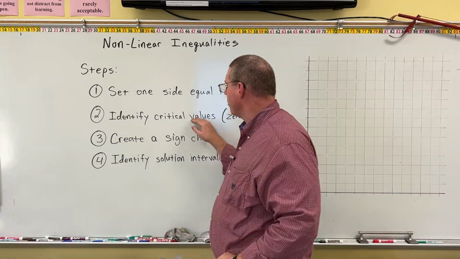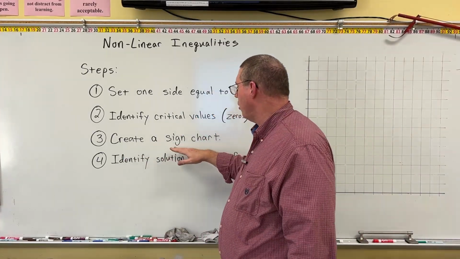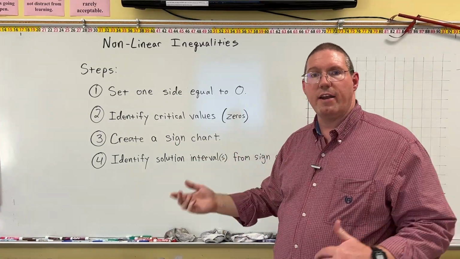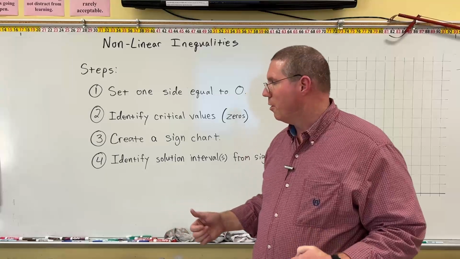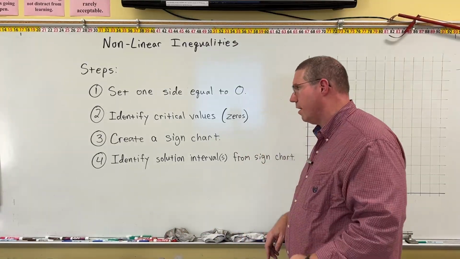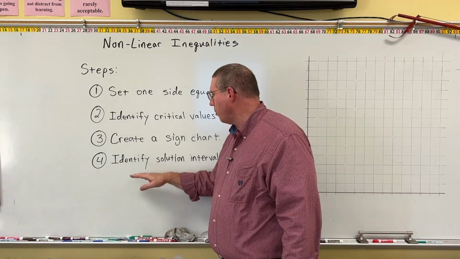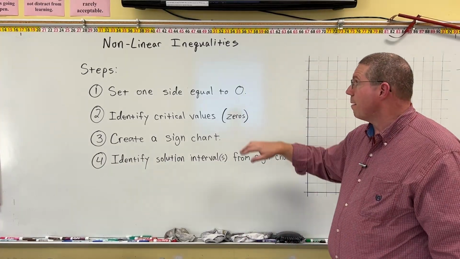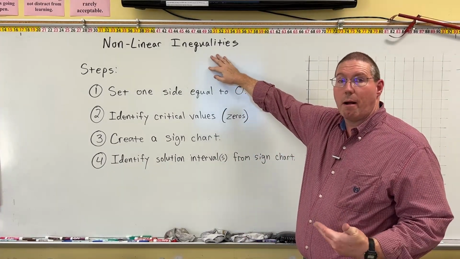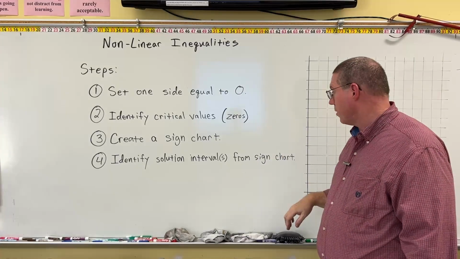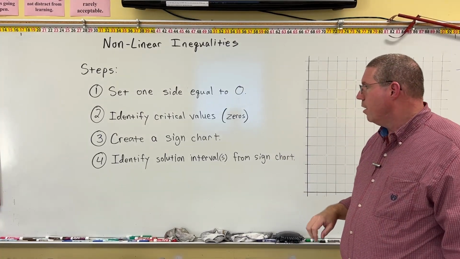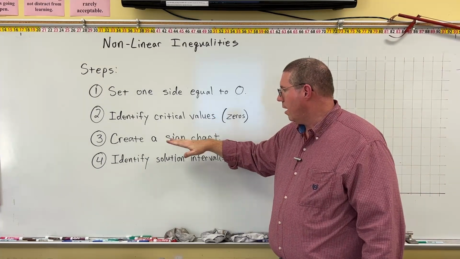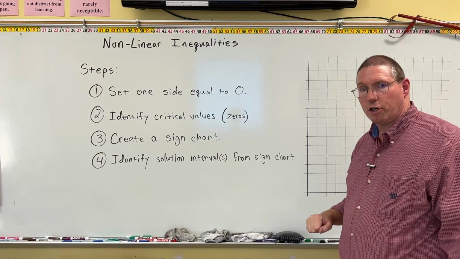Then we're going to use the critical values and create something called a sign chart. When I say sign chart, I mean the positive sign and the negative sign, positives and negatives, okay? And I'm going to show you how to do that in a minute in this video. And then after we have a sign chart, we're going to use it to identify the solution intervals. Remember, these are inequalities, so our answers are probably going to be intervals of numbers, okay? So right now, since we already know how to identify the zeros of a quadratic, let me go ahead and show you how to create a sign chart.